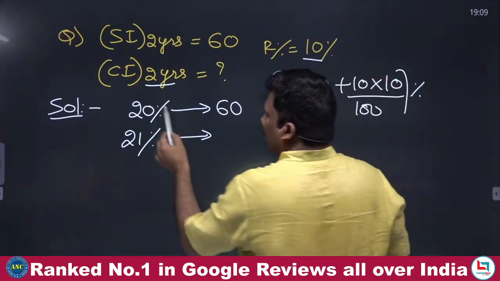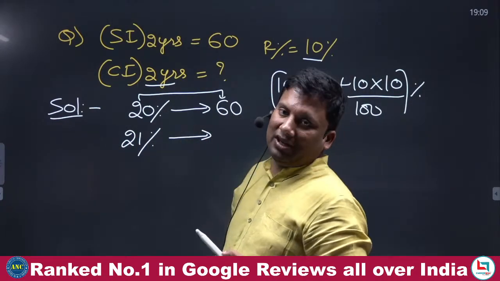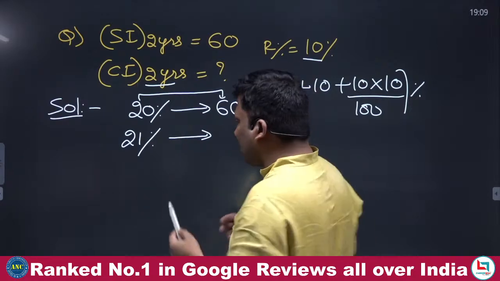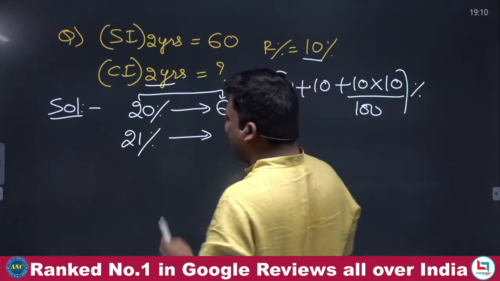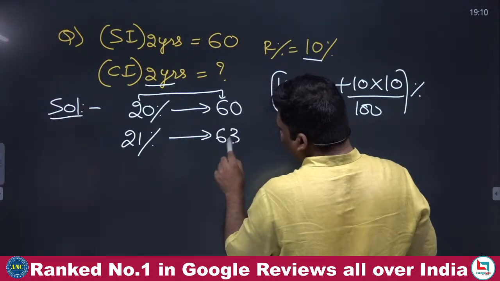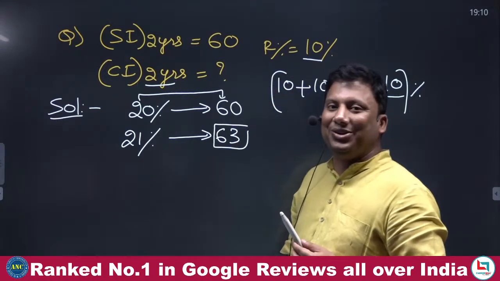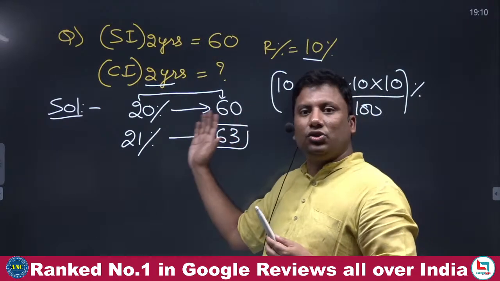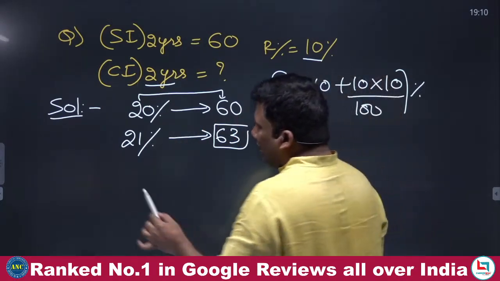Again see here, sir. 2 rightmost non-zero digit. 2 is becoming 6. So 2 3s are 6. 1 3s are 3. Rightmost non-zero should be 3. So 21, if I do it also, 20 into 360, 21 into 363. I hope the idea is clear.